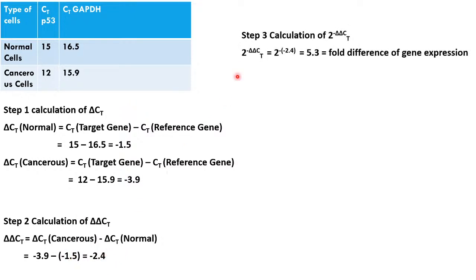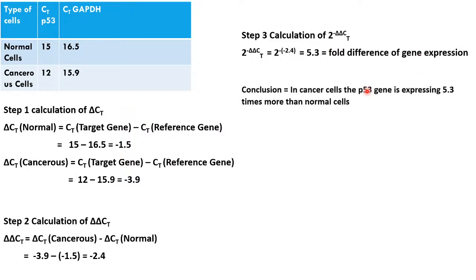Then we calculate 2 to the power of the negative of this value, and we get a value, for example 5.3. So what is this 5.3 indicating? This 5.3 is indicating the fold difference of gene expression. It means the conclusion is that in cancer cells the P53 gene is expressing 5.3 times more than in normal cells. And how? Again, first CT target minus reference from both the samples.